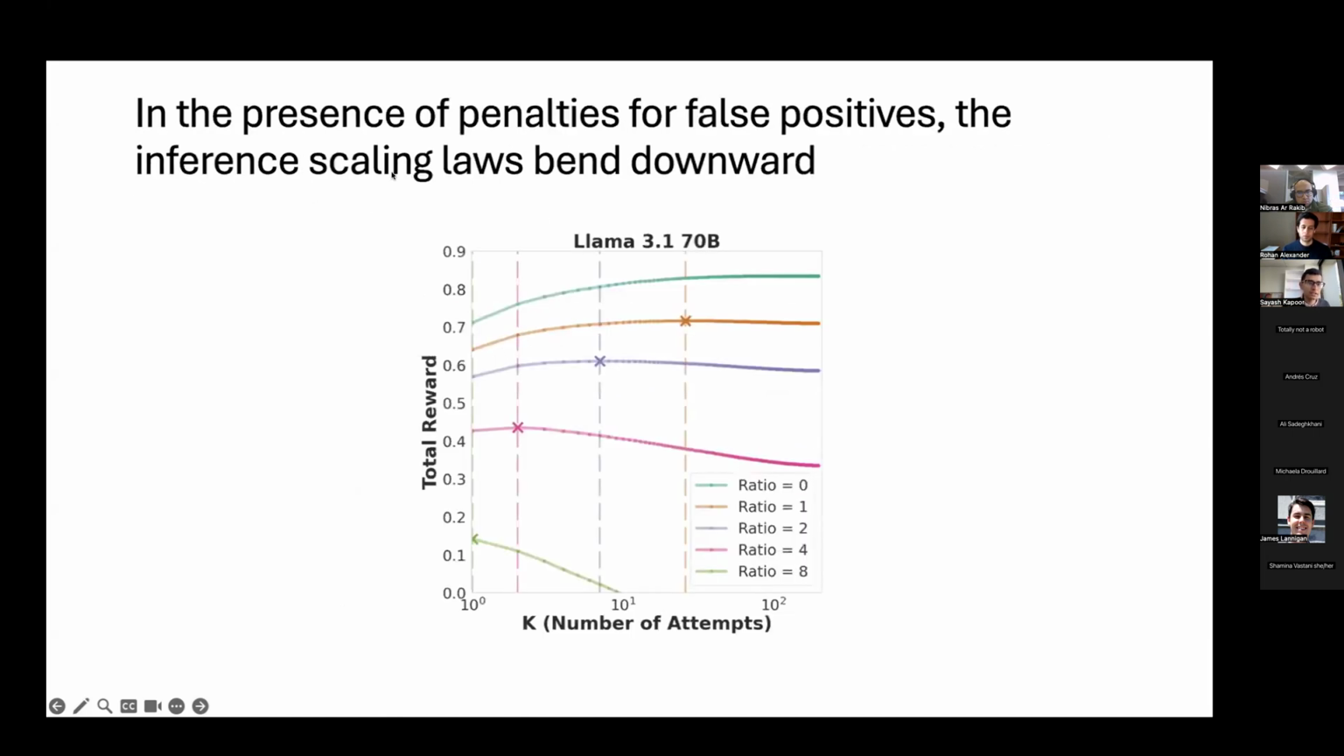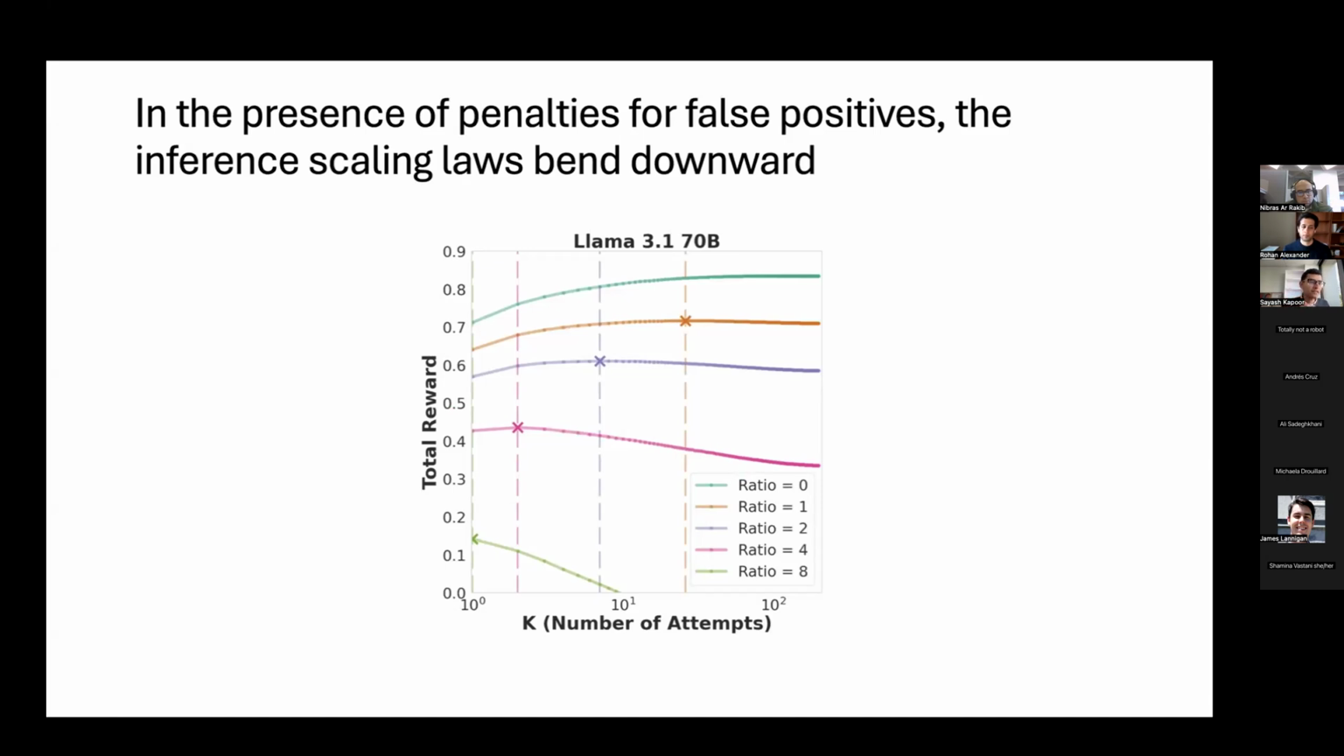So on the top here, the green line is inference scaling without any penalty. And then as we go down, we keep changing the ratio between the penalty for incorrect answers and the reward for correct answers. And what we find is that introducing a penalty basically just bends these inference curves downward. And so, for instance, for Llama 3.1, if the penalty ratio is 1, the optimal value of k, like the optimal number of times you could sample, is between 10 and 100. But the crucial point is it's finite.